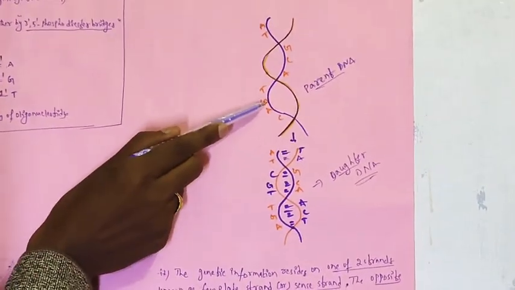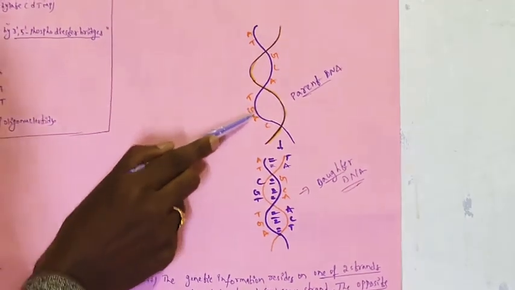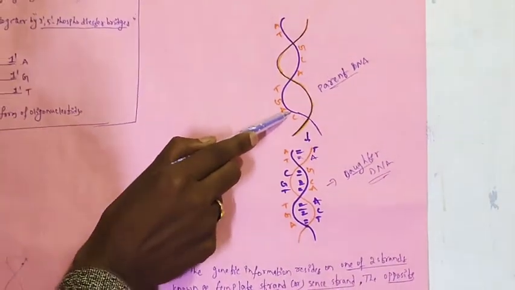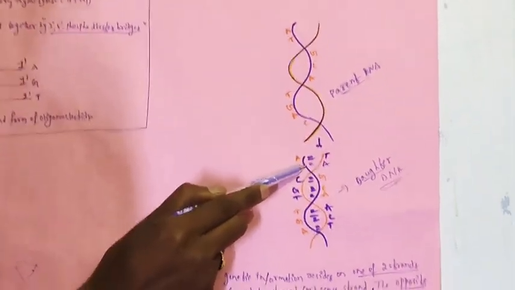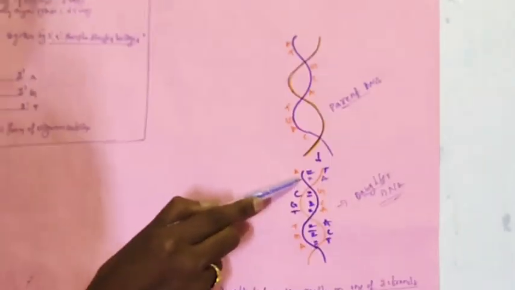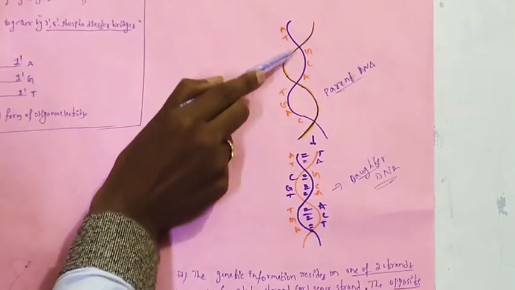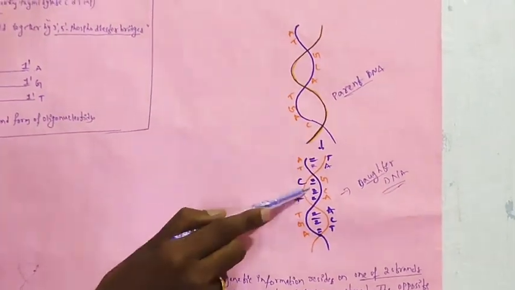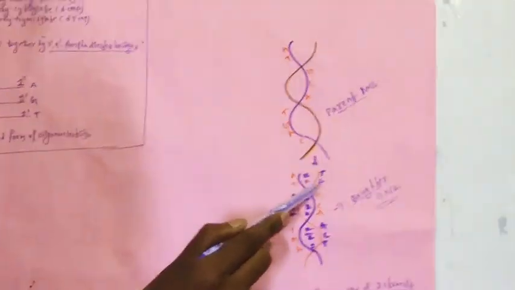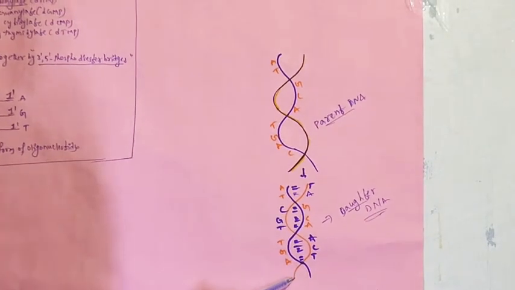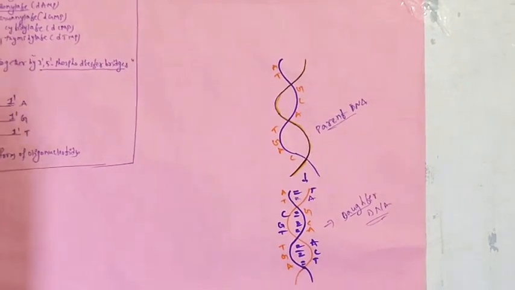You can see these two are different colors, right? This strand is directly coming to the sons or daughters. This is known as the daughter DNA. This strand comes directly from the parent, and this other strand is newly synthesized in our body.